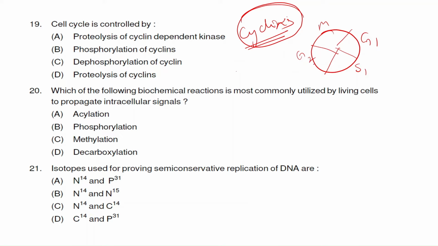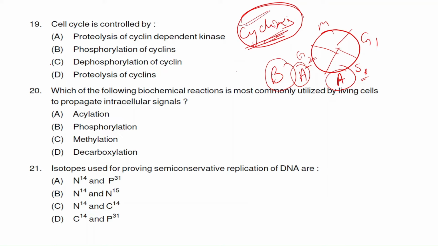These are the different phases of the cell cycle. So during each phase, different cyclins are synthesized, and they get activated at a particular phase. Like in the S phase, cyclin A is activated. In the G2 phase, cyclin B is getting activated. B and A both have a role in the G2 phase. So the cell cycle is controlled because of these cyclins.